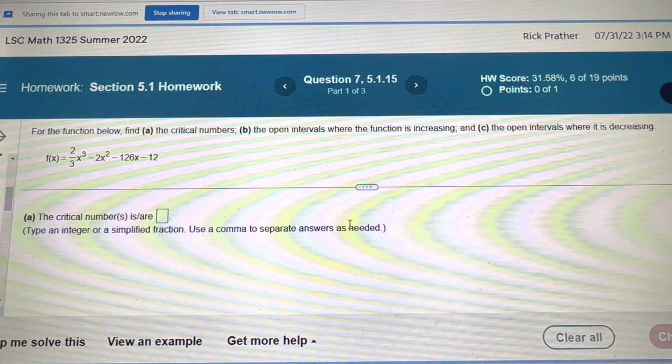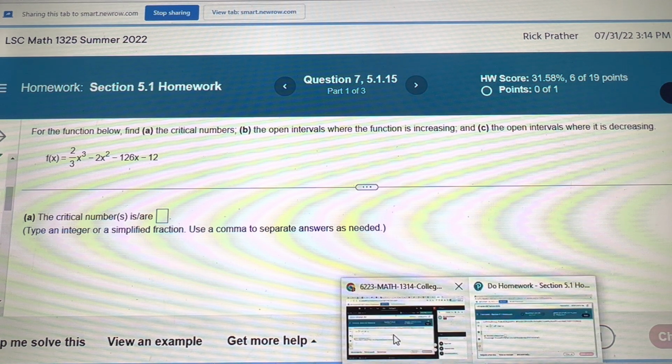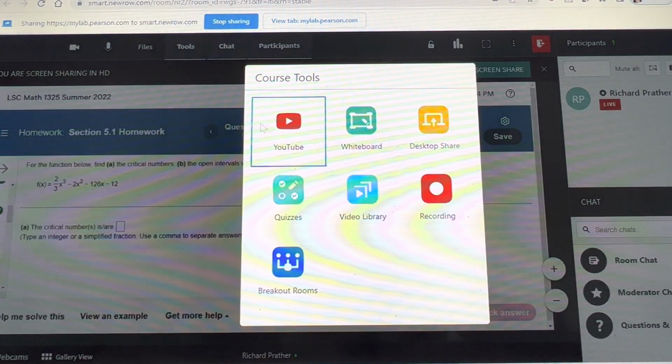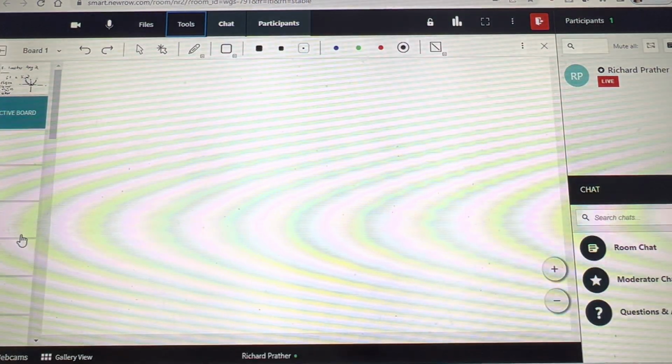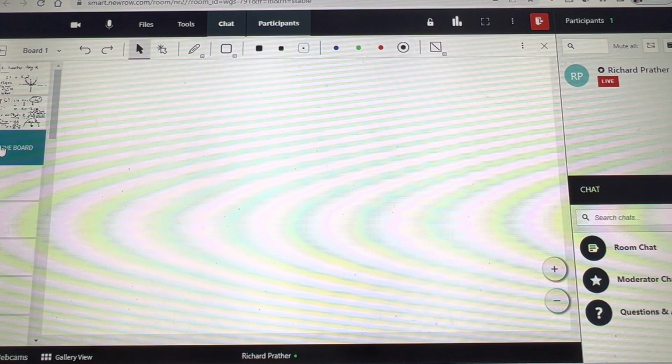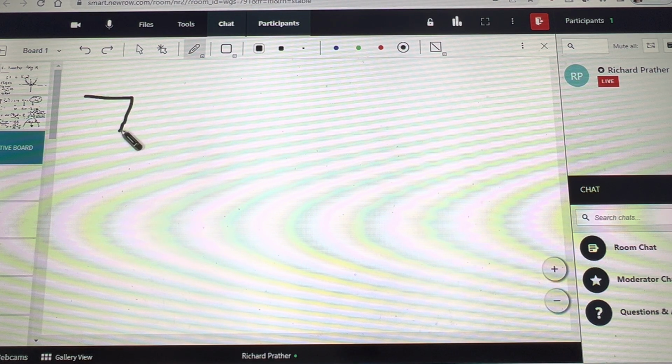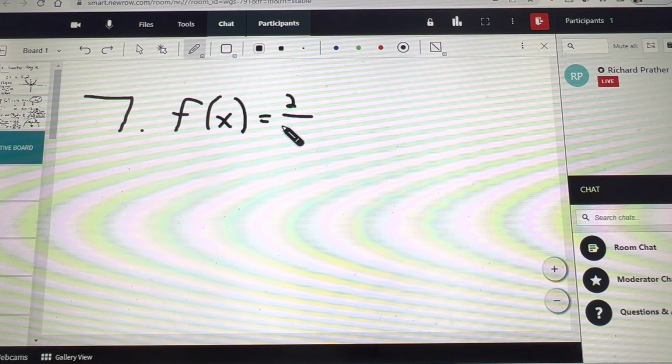Okay, here's an x to the third graph. 2/3 x to the third minus 2x squared minus 126x minus 12. Long polynomial. Polynomials are continuous everywhere. They have no issues in their domain. Their domain is negative infinity to infinity. They're never undefined. So all I have to do is search for what makes the derivative 0, which I can't do until I take the derivative first.